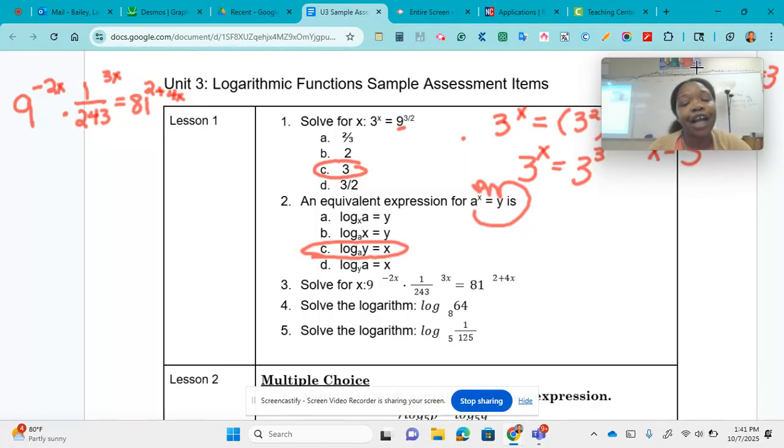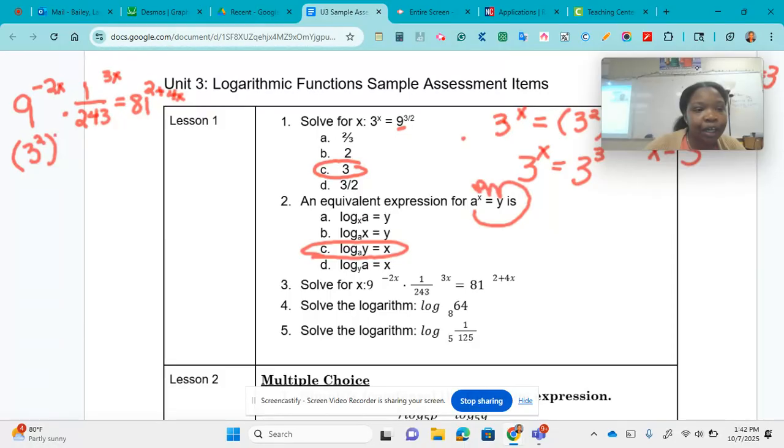The goal is to have common bases. So I have 9, 243, and 81. What could go into 9, 243, and 81? 9 doesn't go into 243. What goes into 9? 3. So let's see about 3. 3 to what power is 9? Second power. So I'm going to put 3 squared.